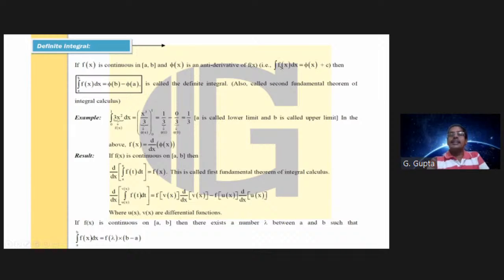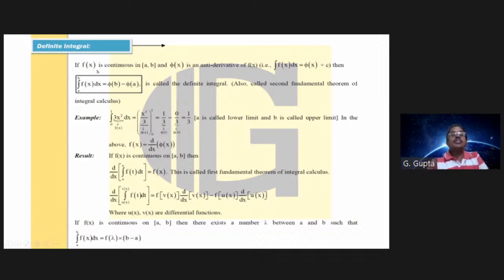That is, integral f of x dx is equal to some x terms, that is phi of x plus c, where c is constant of integration. So this type of integration is called indefinite integral, which represents geometrically a family of curves. For different values of c, you will be getting different curves.